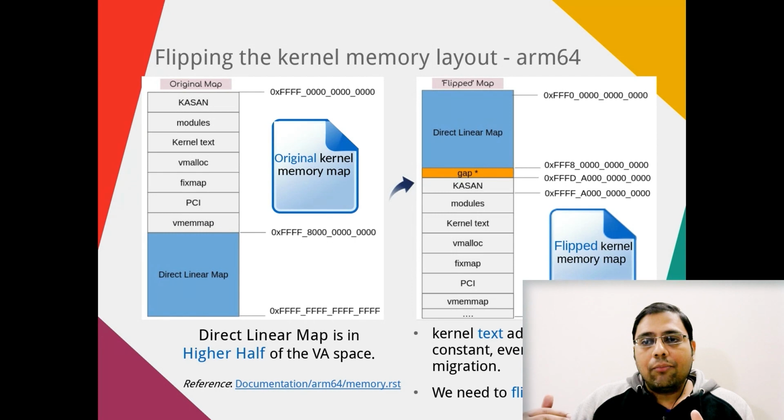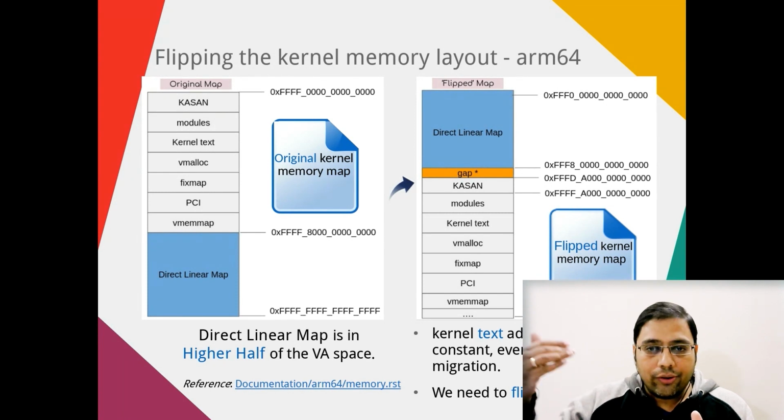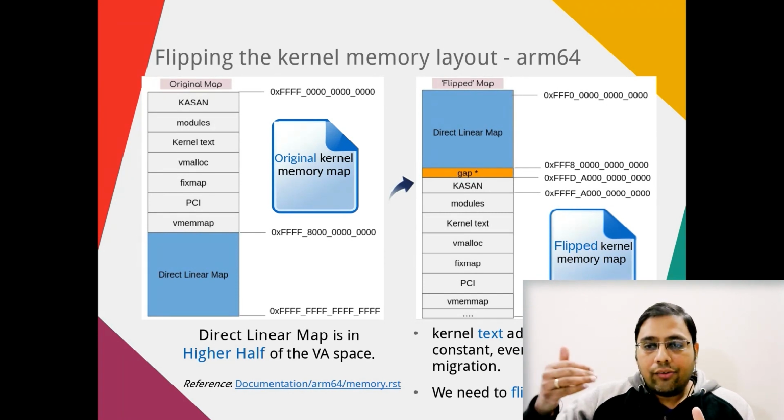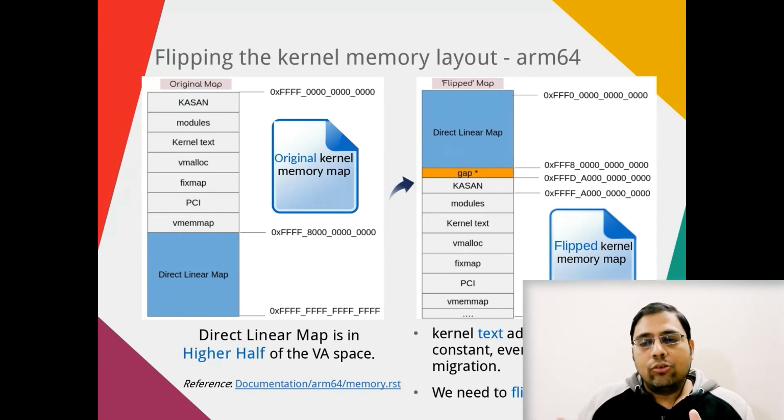So the direct linear map range goes to FFFF followed by all 0 addresses, whereas after a gap, the kernel address sanitizer, kernel text, and other addressing ranges are kept. So this flipped kernel map causes some interesting problems in the user space, and let's look at them in the next slide in more detail.